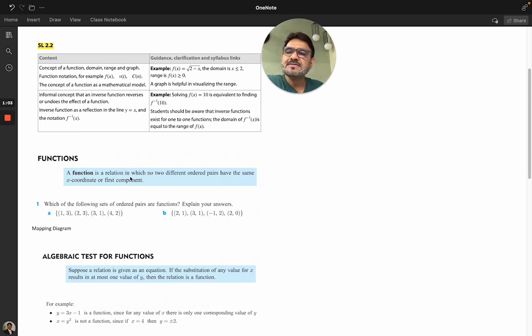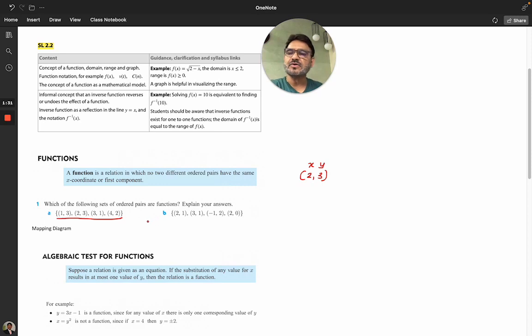A function is a relation in which no two different ordered pairs have the same x coordinate, or the first component. So now, what do you mean by an ordered pair? An ordered pair is when you write coordinates. Like suppose when you write (2, 3), this is called an ordered pair, where this is your x and this is your y. So if you have a set of ordered pairs and you have to decide whether it's a function or not.